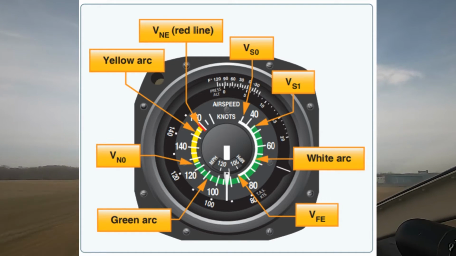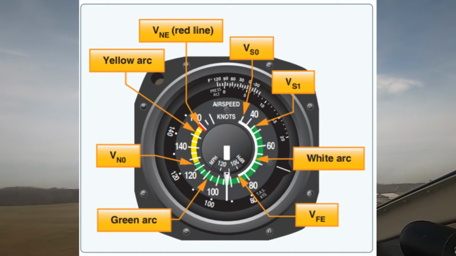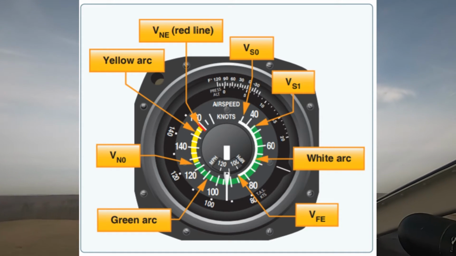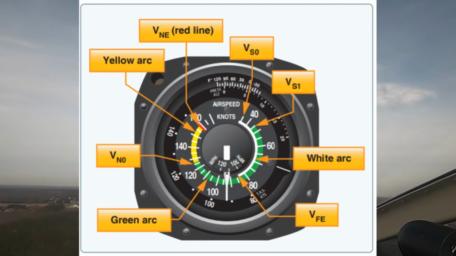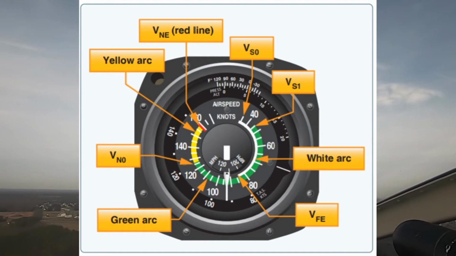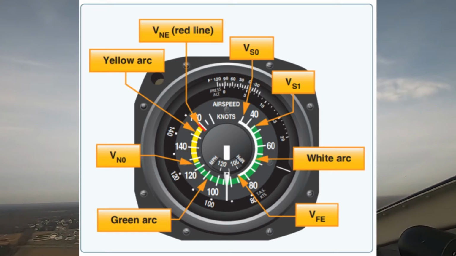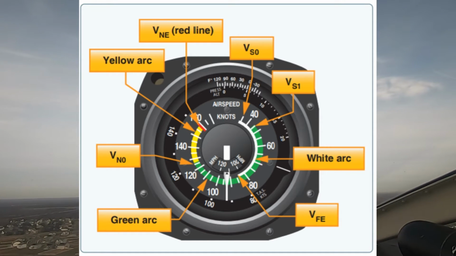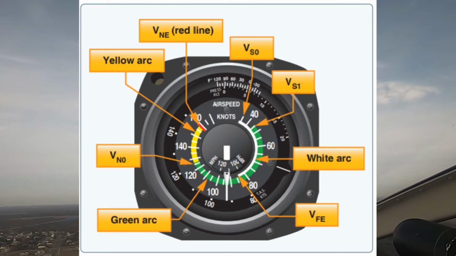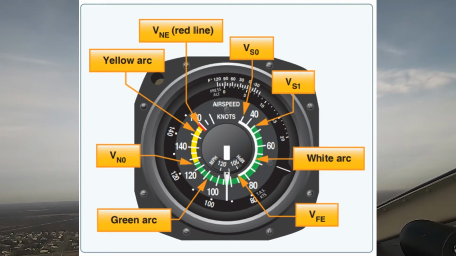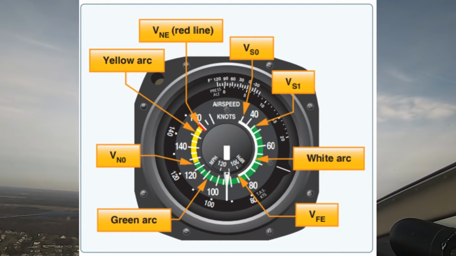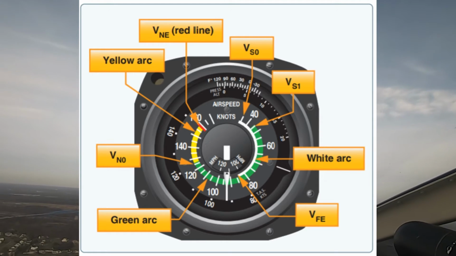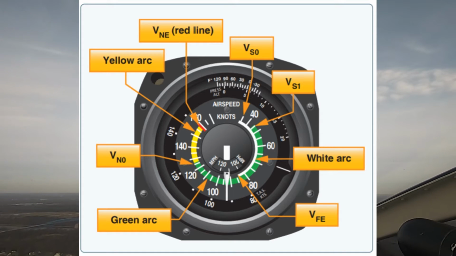The lower limit of the white arc is the stalling speed in the landing configuration, so that would be flaps and gear down. Now that's identified as VS0. The upper limit of the white arc is the maximum speed where the flaps can be extended, so that's identified as VFE. The lower limit of the green arc is the stalling speed with flaps up, so that's identified as VS1. The upper limit of the green arc is the maximum structural cruising speed. So this is your maximum speed for smooth air, identified as VNO.